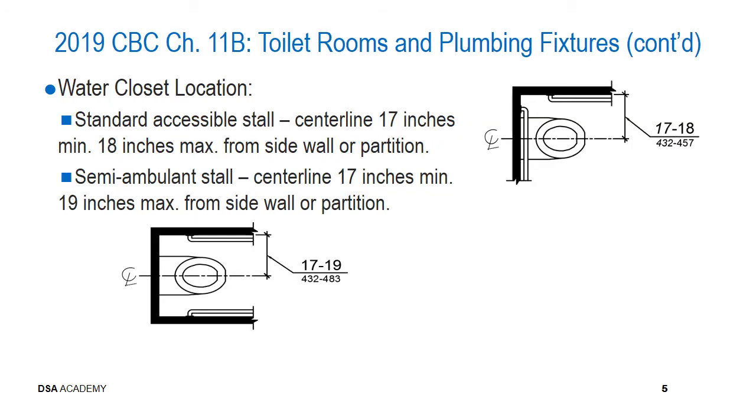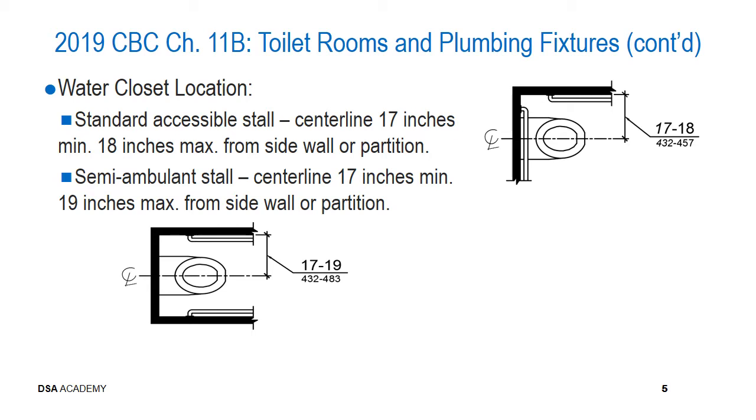The water closet location at a standard accessible stall must be centered between 17 inches minimum and 18 inches maximum from the side wall or partition. Due to the fact that a range is permitted for the center line of the water closet, no construction tolerance is permitted should the center line fall outside the allowable range.